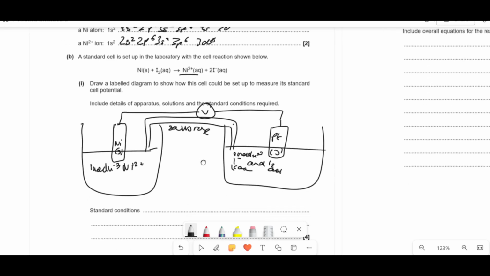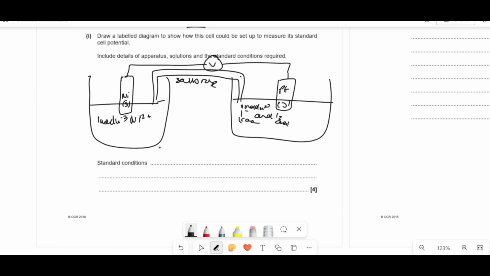And then as well as that, it says what are the standard conditions. I've actually written it in there. I should have written 1 mol dm-3 solutions, and the temperature is 298 kelvin, and there you go.